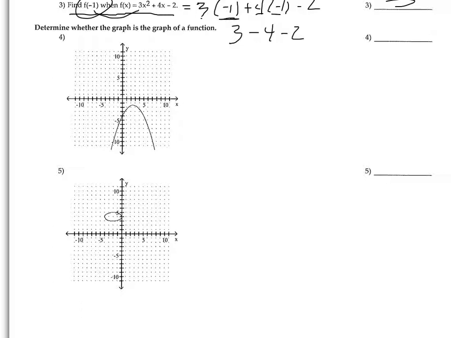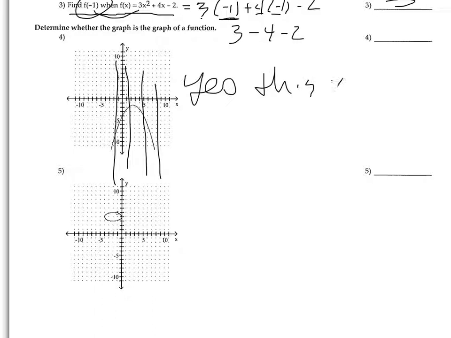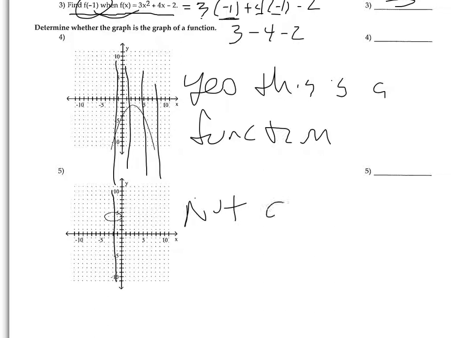Now remember, we use the vertical line test to determine whether the graph is a function, and if we draw a vertical line and it touches the graph more than once, then that's not a function, because every vertical line touches at one point in time. This is the graph of a function, so yes, this is a function. So number 5, as opposed to this, well, the vertical line hits twice. This fails the vertical line test, so this is not a function.